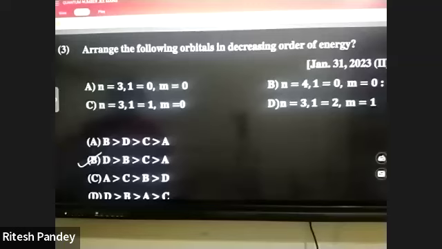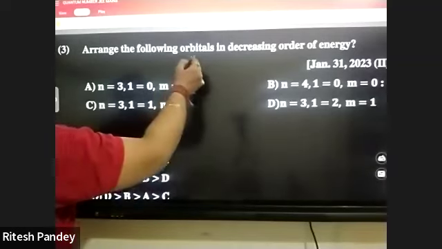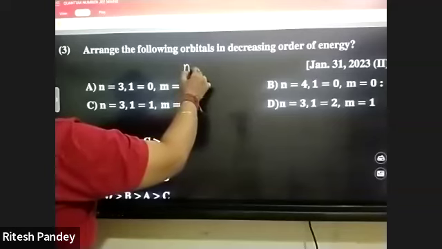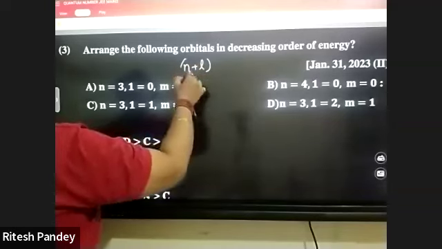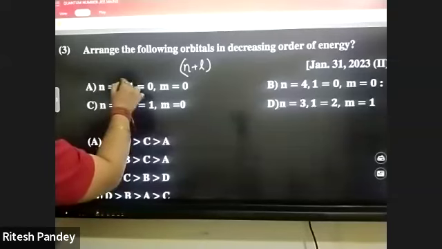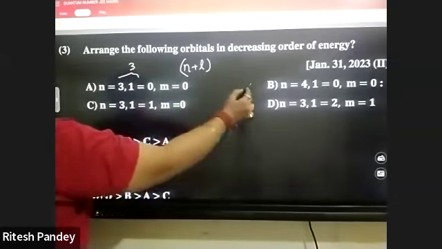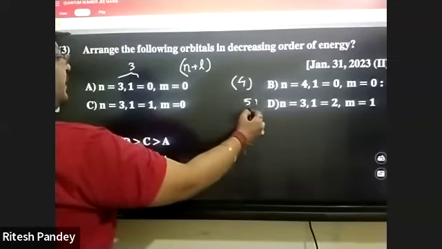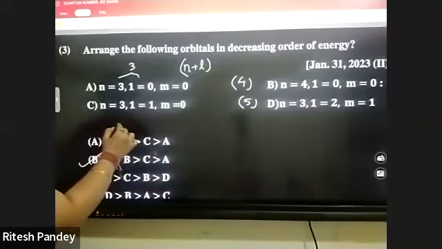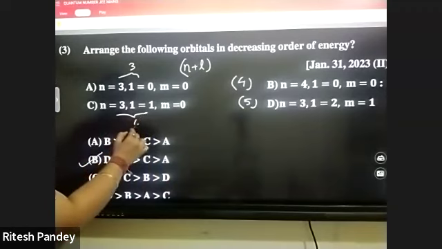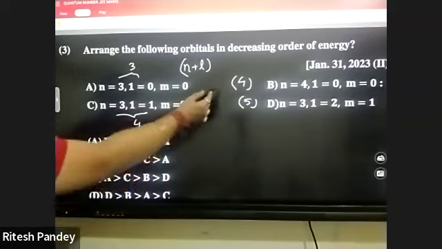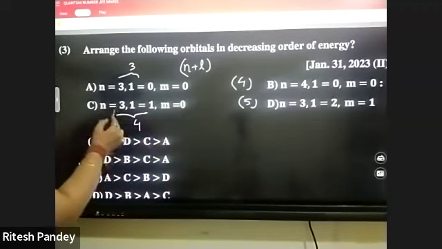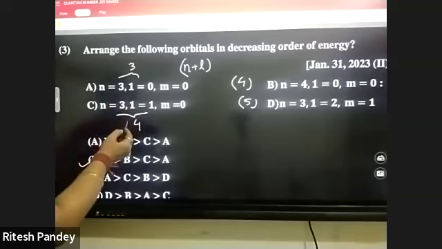I think this is as simple as it looks. Naturally, the orbitals will be following the n plus L rule. Now, this is n plus L is equal to 3. This is n plus L is equal to 4. This is n plus L is equal to 5. This is n plus L is equal to 4. And every time you have equal n plus L value, the one which has smaller n value is going to have lesser energy. So naturally, 3 is less than 4.